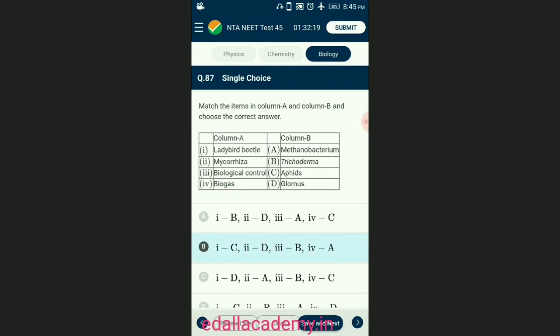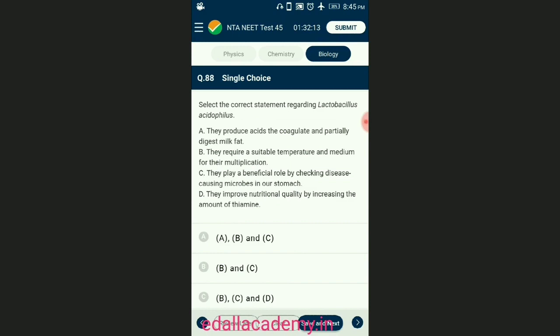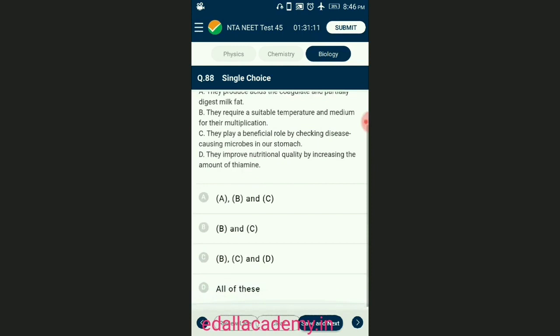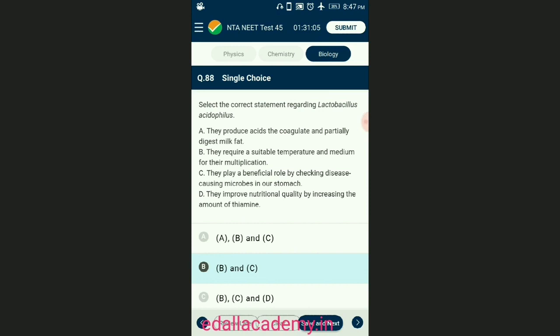Question number 88. Select the correct statement regarding Lactobacillus acidophilus. Lactic acid bacteria are with low GC content. They are acid tolerant, non-sporulating, cocci or rod-shaped bacteria. It is the most important group of microorganisms used in food fermentation. Lactic acid bacteria help in the conversion of milk into curd by coagulating milk proteins. At a suitable temperature, the curd is added as a starter, generally called inoculum, to fresh milk, and then the bacteria start the conversion of milk into curd. Lactic acid bacteria help in lactose digestion and help in controlling disease-causing microbes in the stomach. So the answer for this question is option B. From the given four statements, the correct statements regarding Lactobacillus are statements B and C.